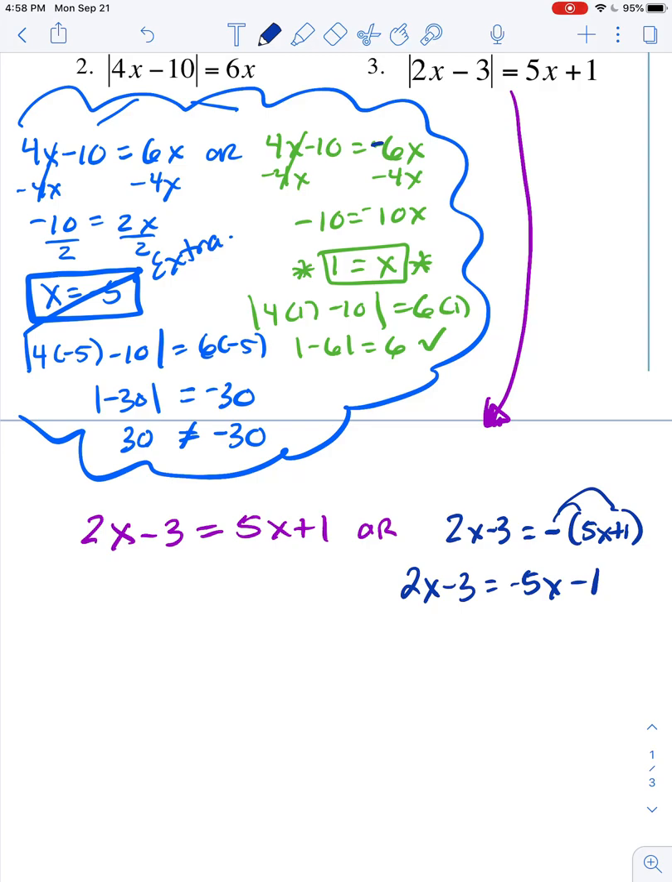Okay, so since I'm in blue mode, I'm going to keep going with that. I'm going to add this 5x over here, because why not?